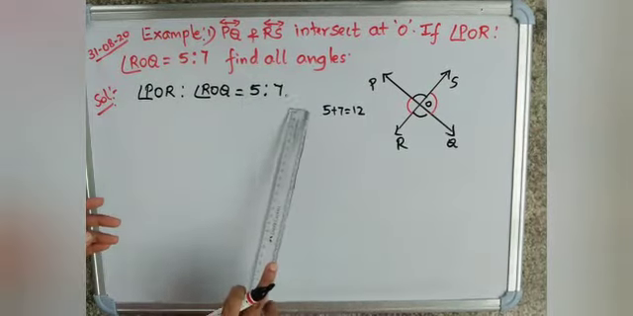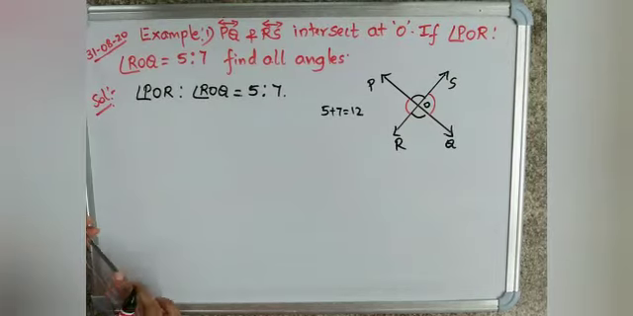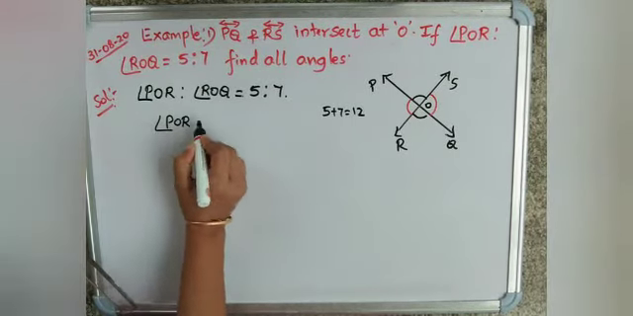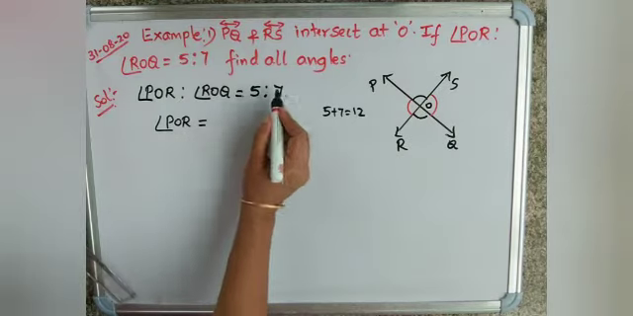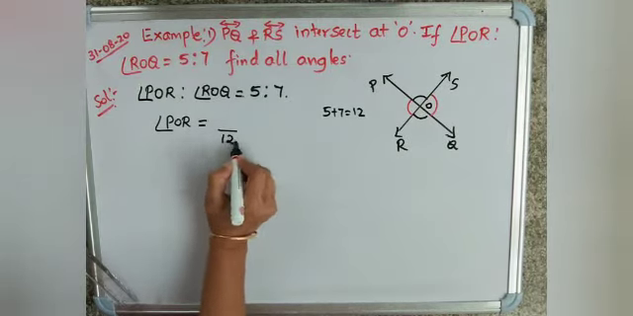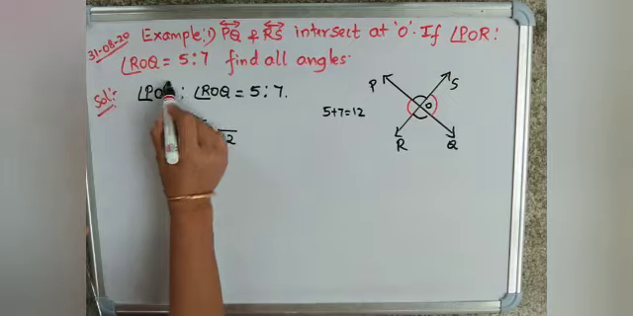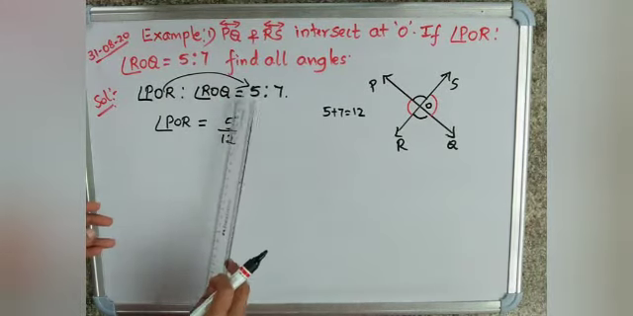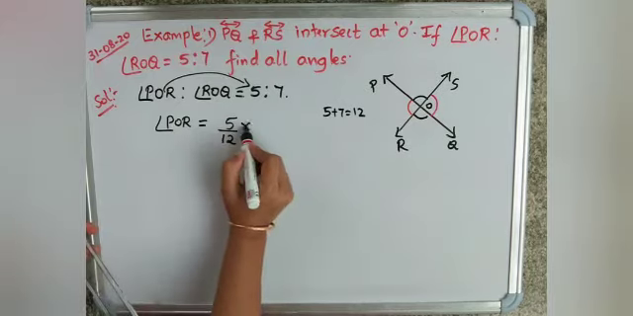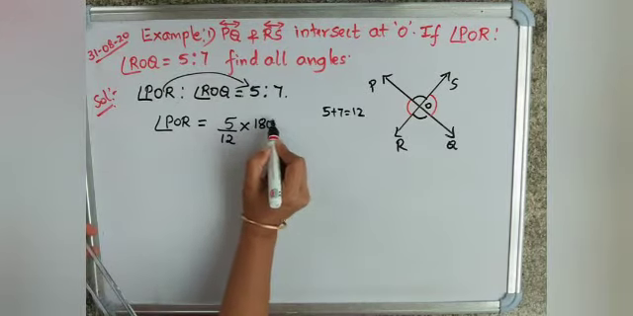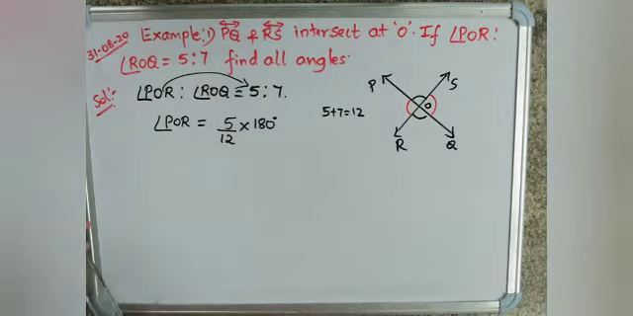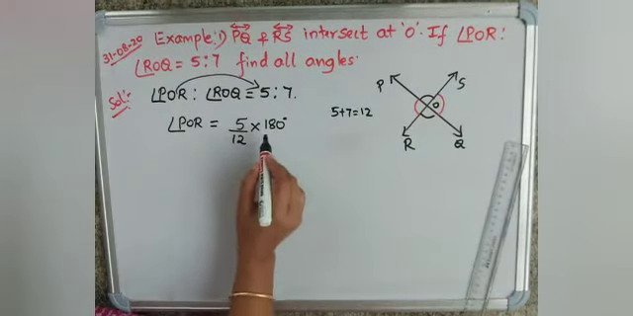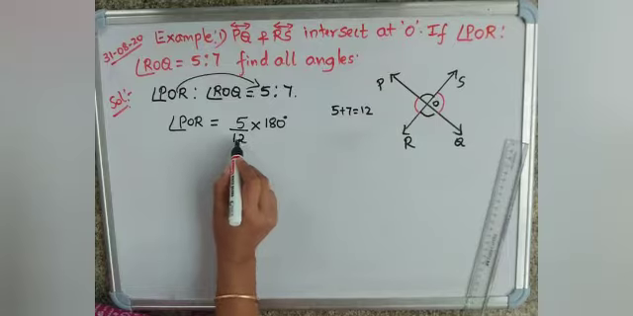Now, this is out of 12. So, how to find this? So, I will write here angle POR is equal to, the total is 12. This is 5 parts out of 12, and the total is again 180 degree. So, last year we have done this. Let us simplify now. 180 divided by 12.